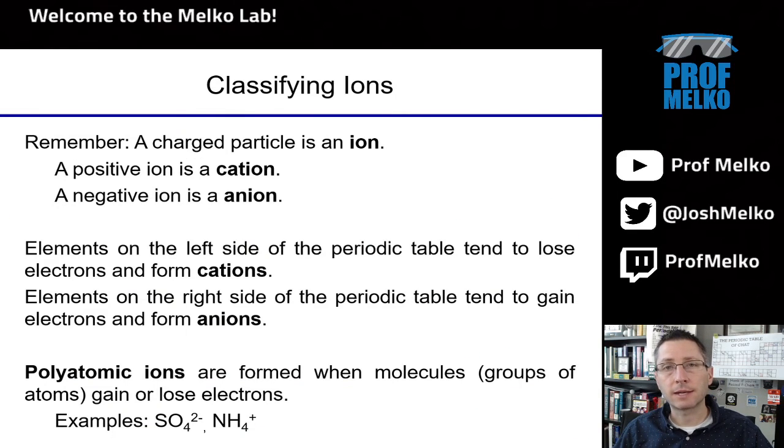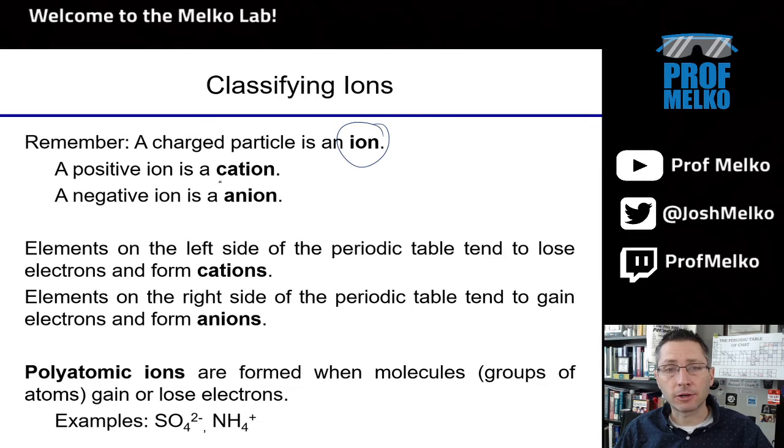We can also classify the type of ion. Remember, an ion is a charged particle, right? So you can have an atom, certain number of protons with electrons around it. And if the protons and the electrons are equal, it's a neutral atom. But if I remove one of those electrons or add an electron, now there's an imbalance in the positive and negative charges, and so the atom is charged overall. We call that an ion.